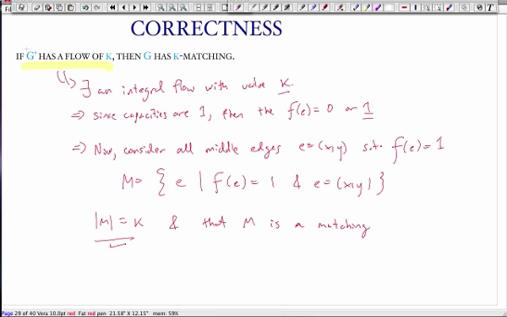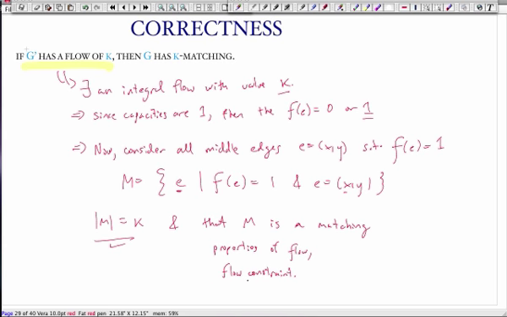Well, this is what we'd like to show. All we know at this point is that we have an integral flow. And this is going to follow by properties of the flow. In particular, it's going to be the flow constraint. So we want to show that every edge here touches at most one vertex. We selected this edge because there was one unit of flow leaving x.